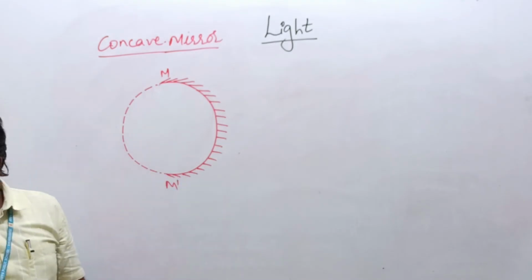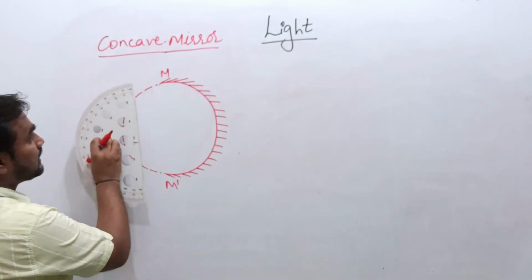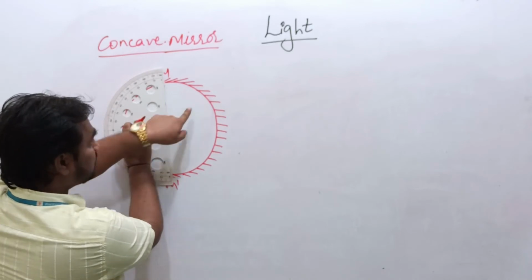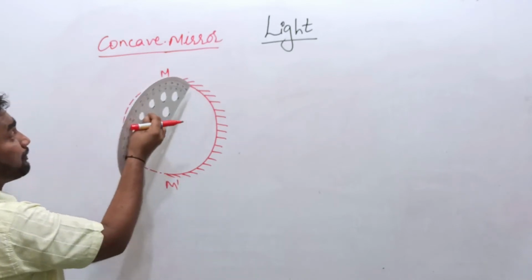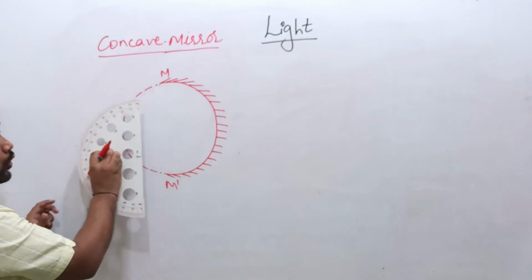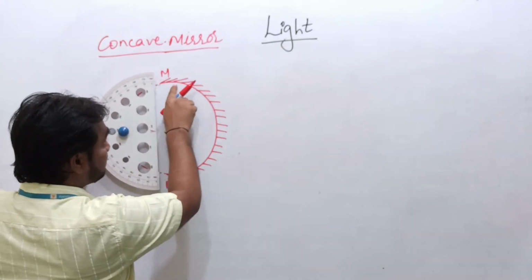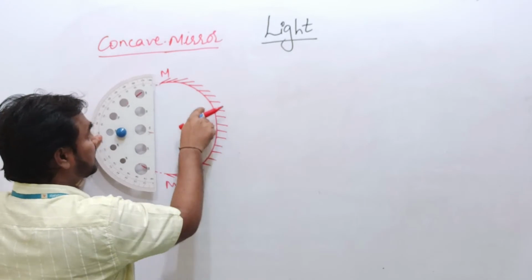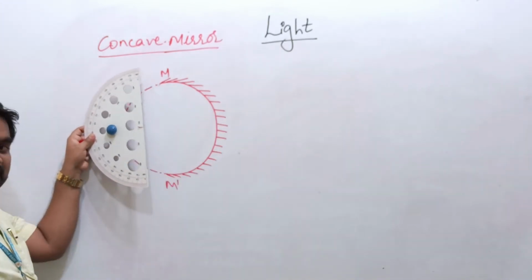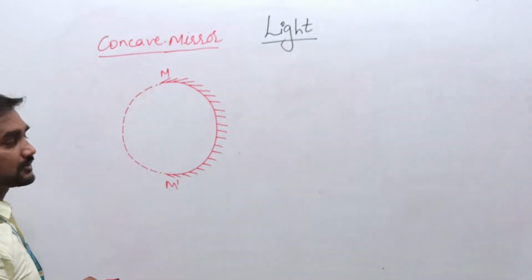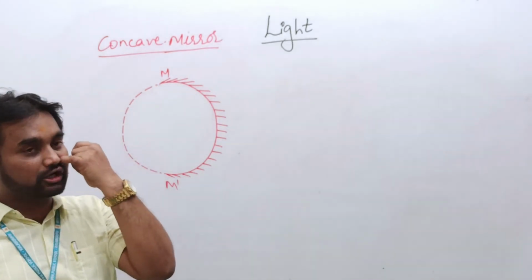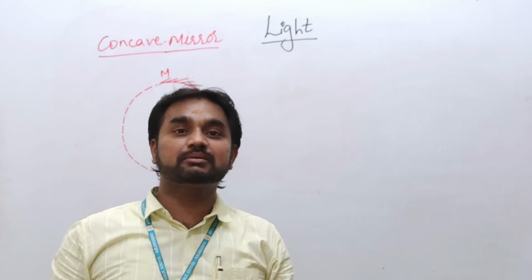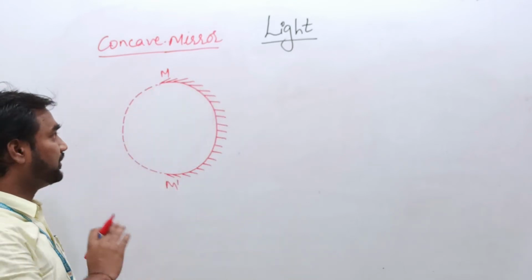Is that clear? See here. The concave mirror is the part of a spherical mirror whose reflecting surface is curved inwards, like this, and it is called a concave mirror. Yesterday we saw the concave mirror is also called a converging mirror or magnifying mirror.